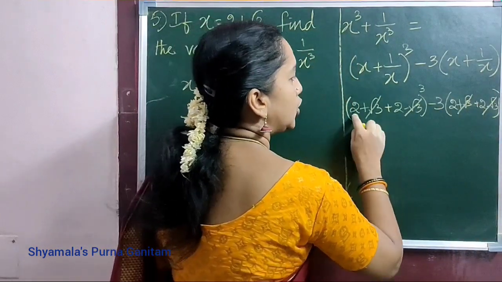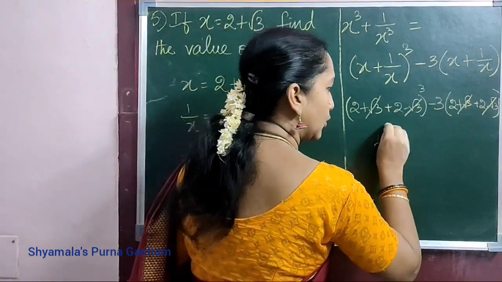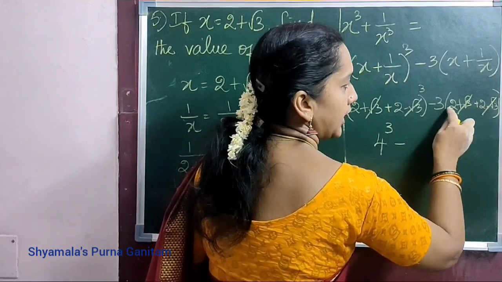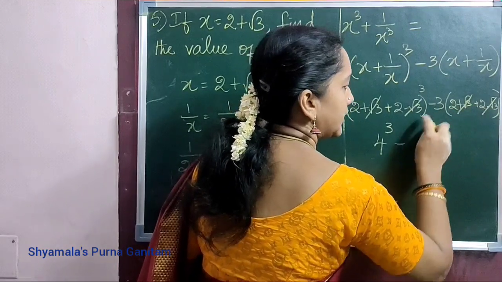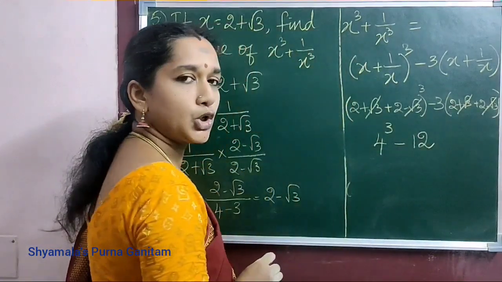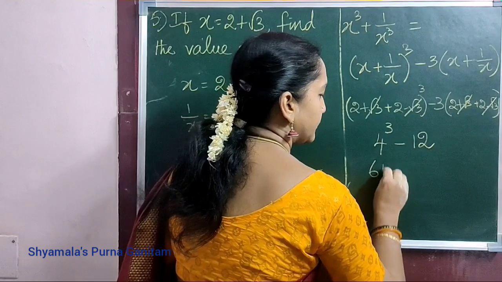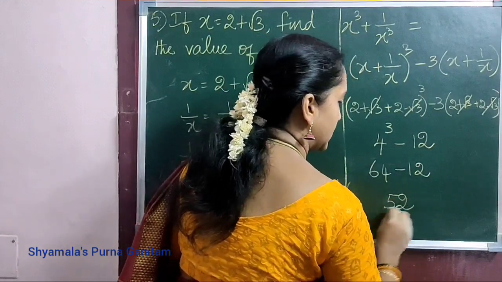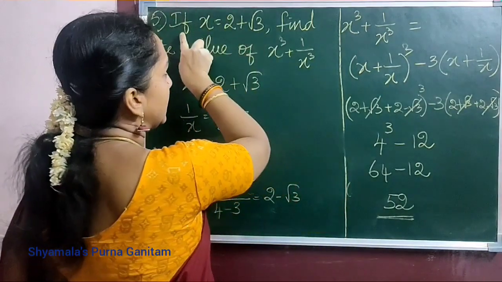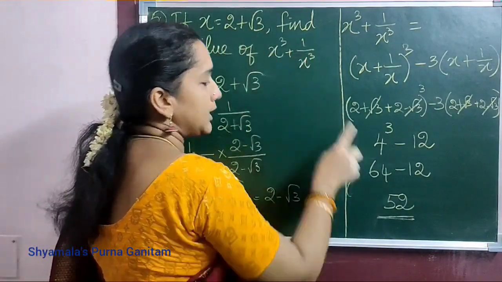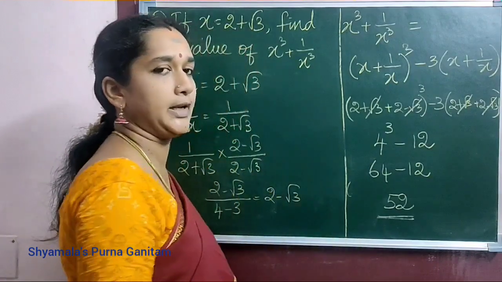So here 2 plus 2, 4. 4 cube minus 3 into 2. Sorry, 3 into 2 plus 2, 4 is there. 3 into 4, 3 4s are 12. So 4 cube is 64. 64 minus 12 is 52, that is your answer. So if x value is 2 plus root 3, x cube plus 1 by x cube value is 52.